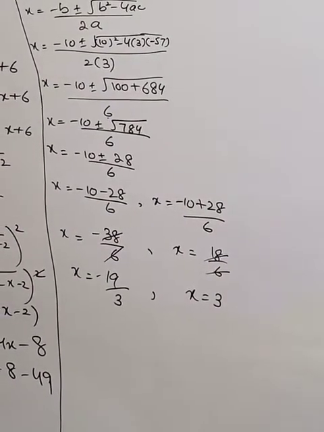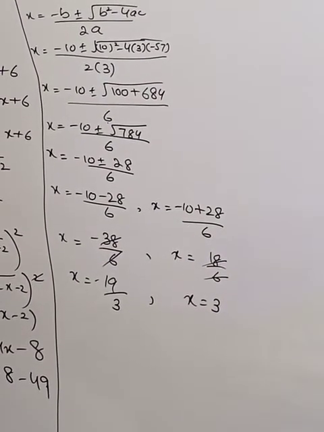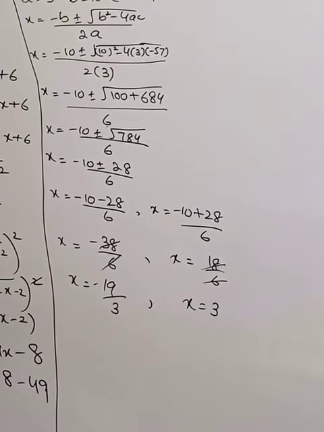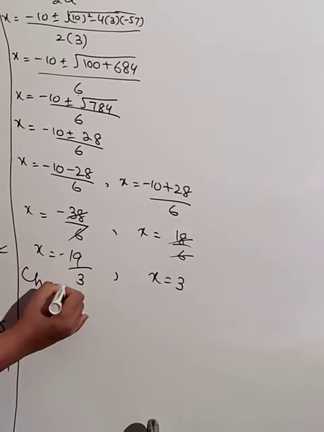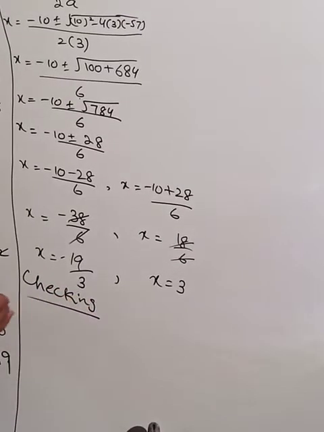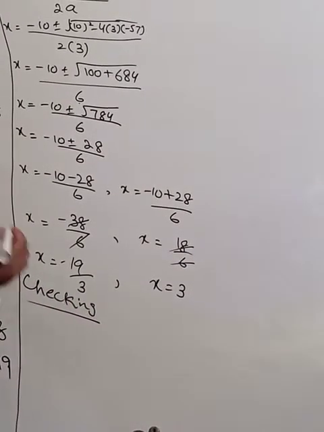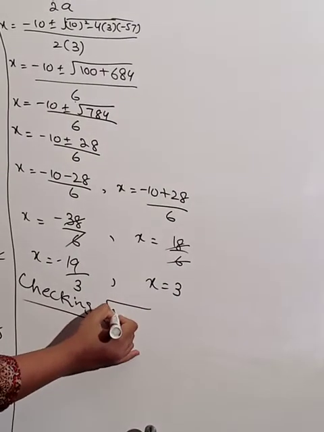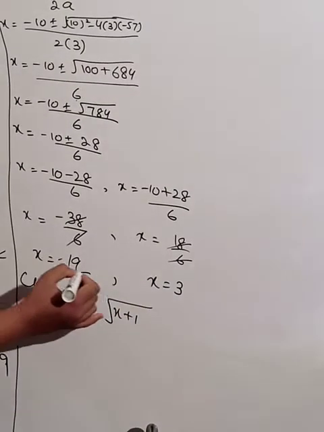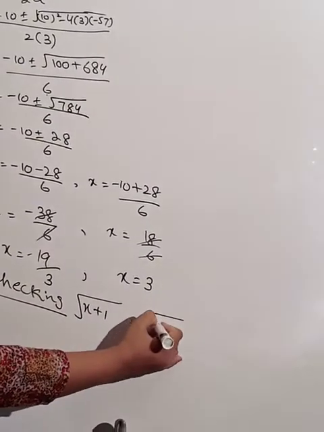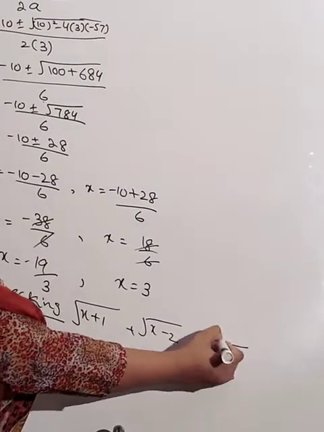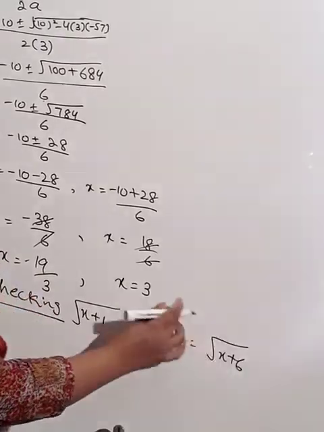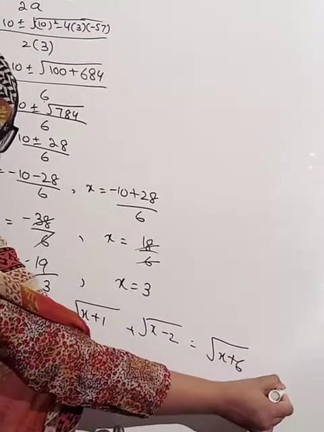Okay, coming up, it's checking now, right? Let me check which root is the extraneous one. Okay, first of all we do the checking. For the checking, I have the question: square root of x plus 1, plus square root of x minus 2, is equal to square root of x plus 6. First I check it at x is equal to 3.